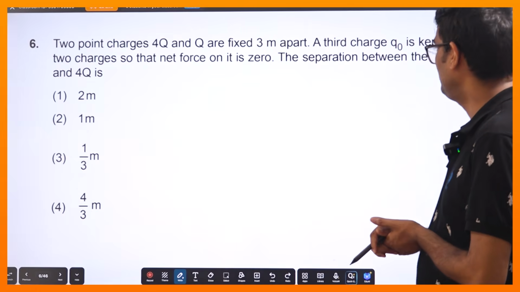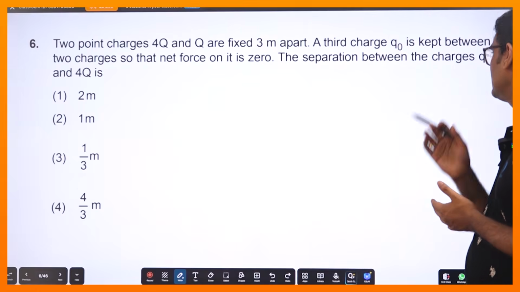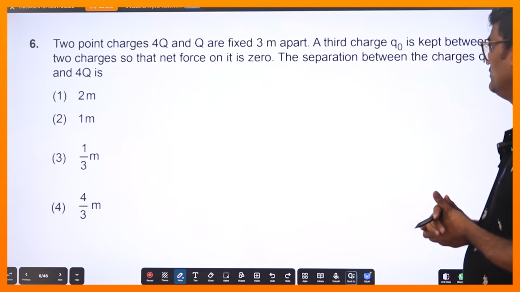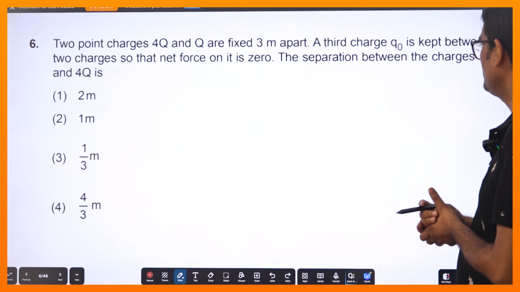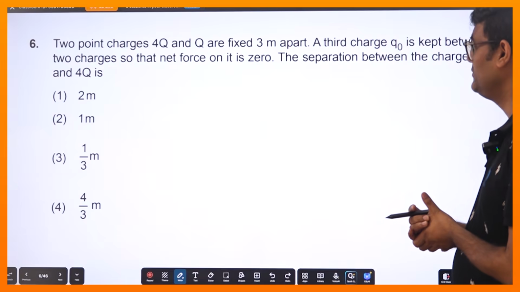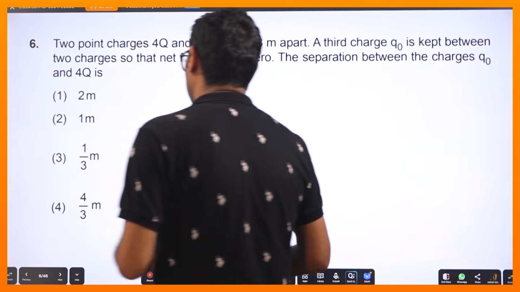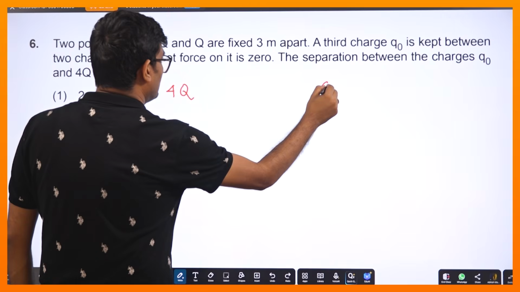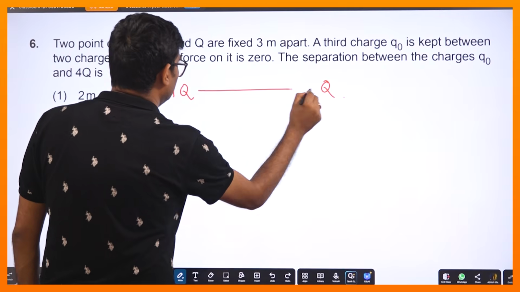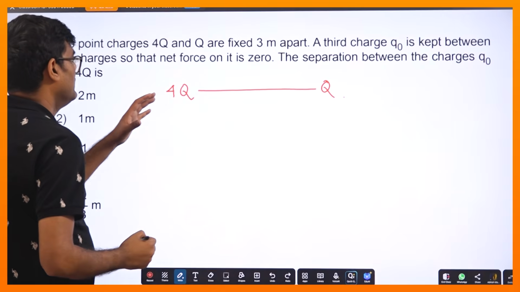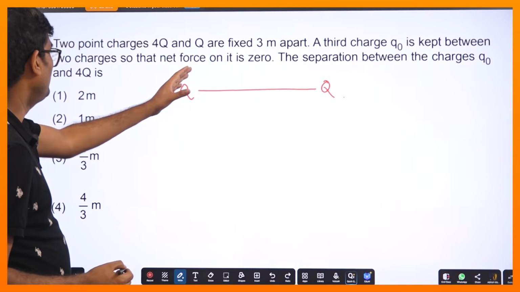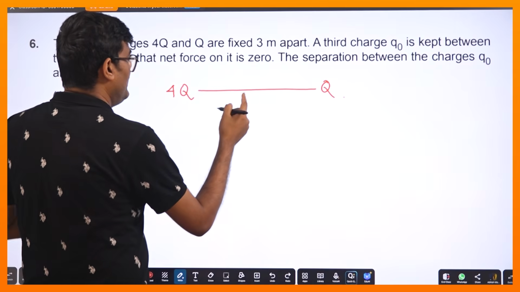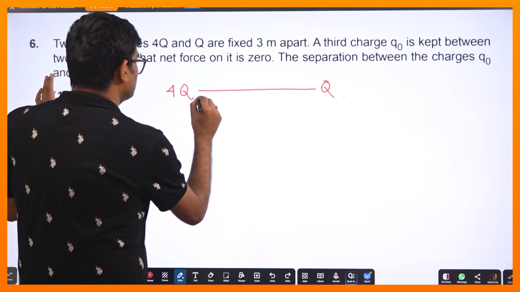2 point charges are fixed 3 meter apart. A third charge is kept between the two charges so that the net force on it is 0. What is the separation between the charges Q and 4Q? Okay, so this is 4Q charge and this is Q charge. It says that a third charge is so placed that the net force on it is 0. That means the electric field must be 0 at that point. So I have to find the distance from Q.